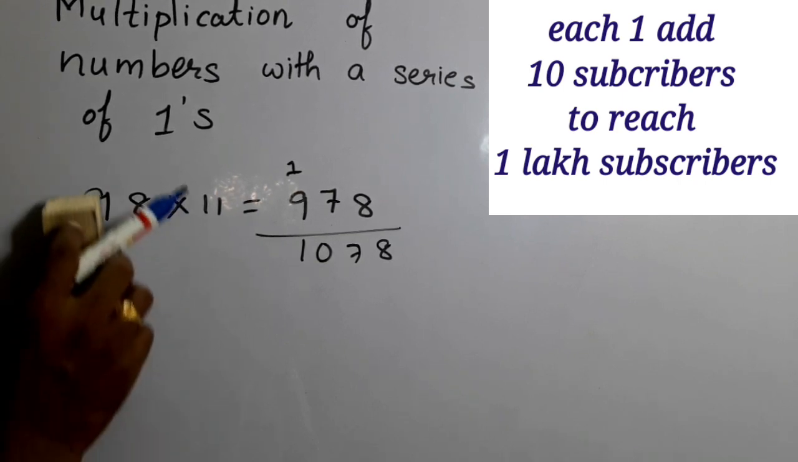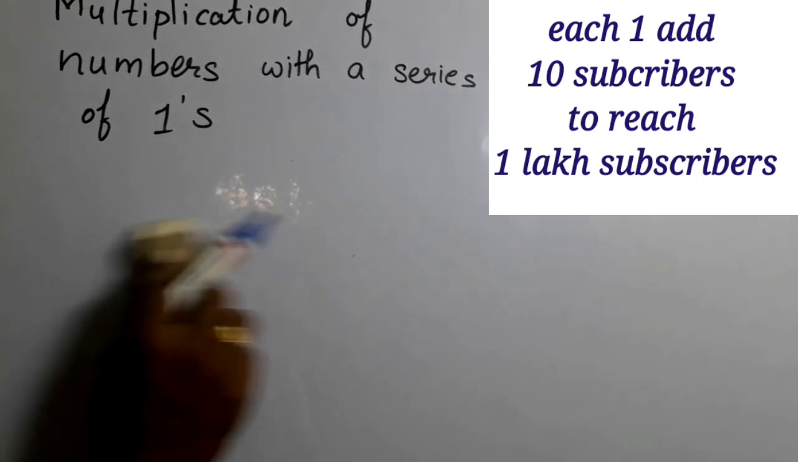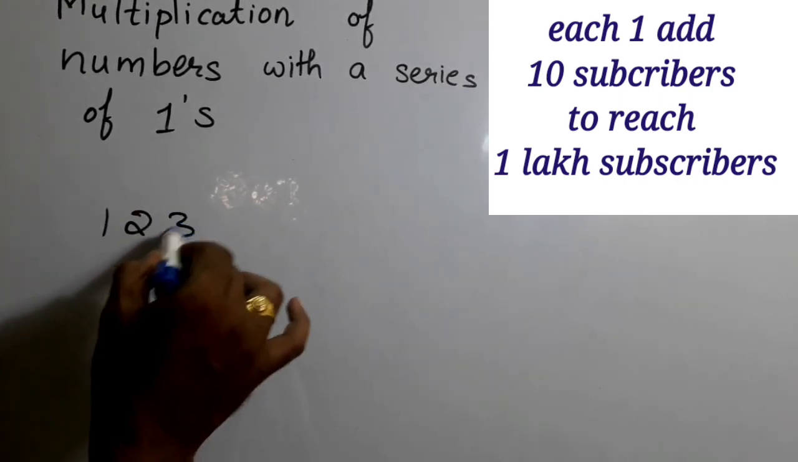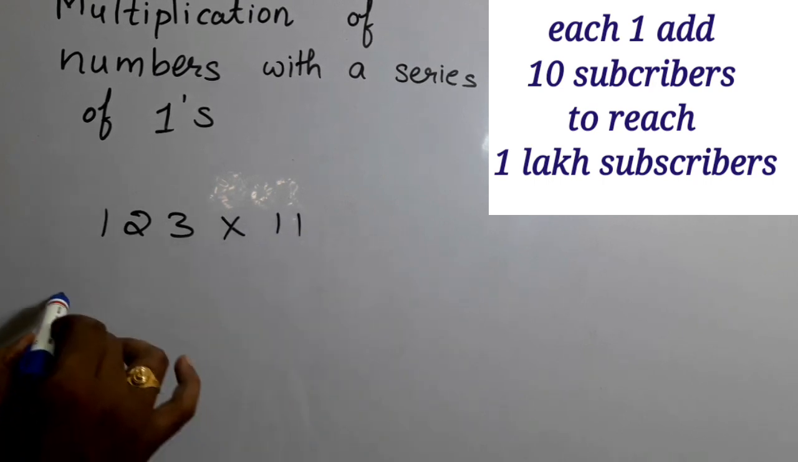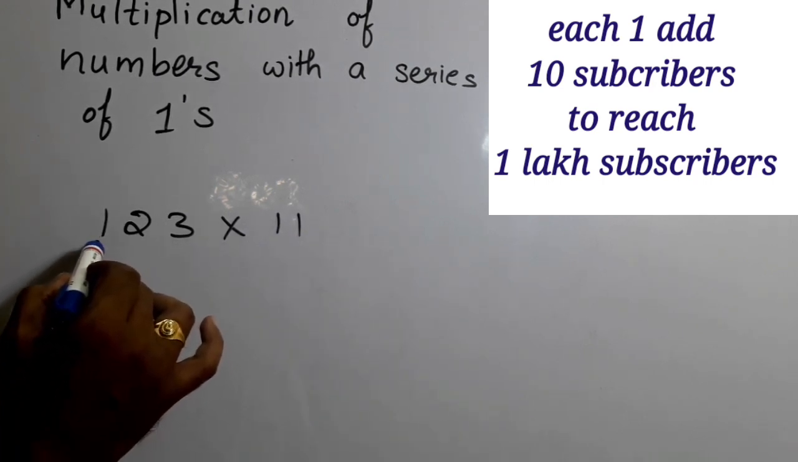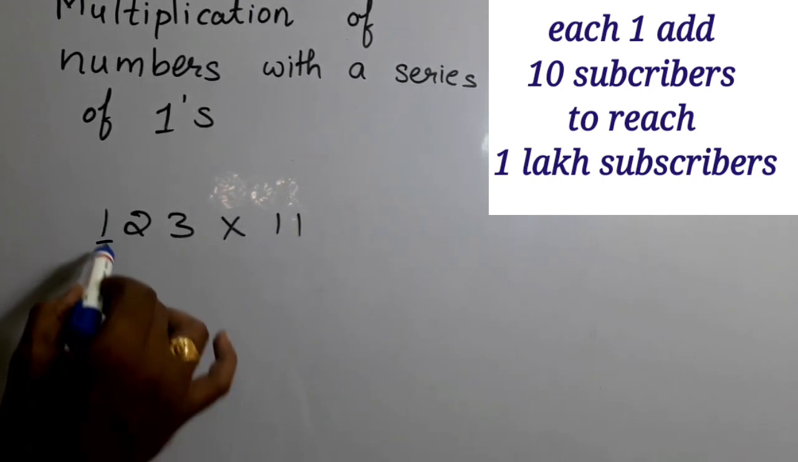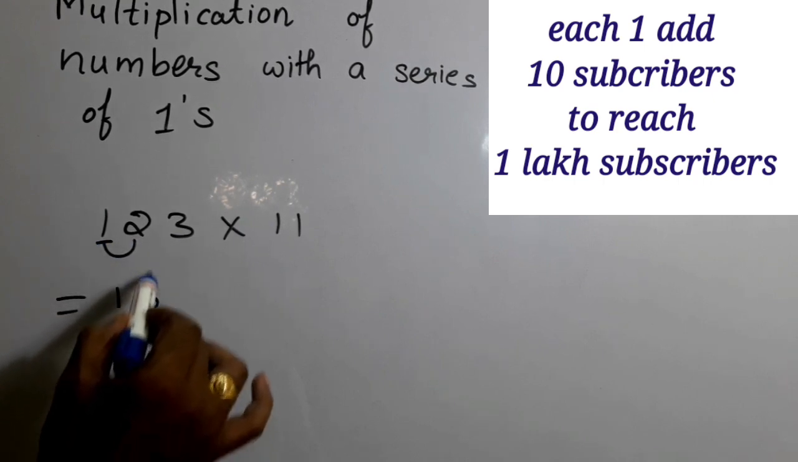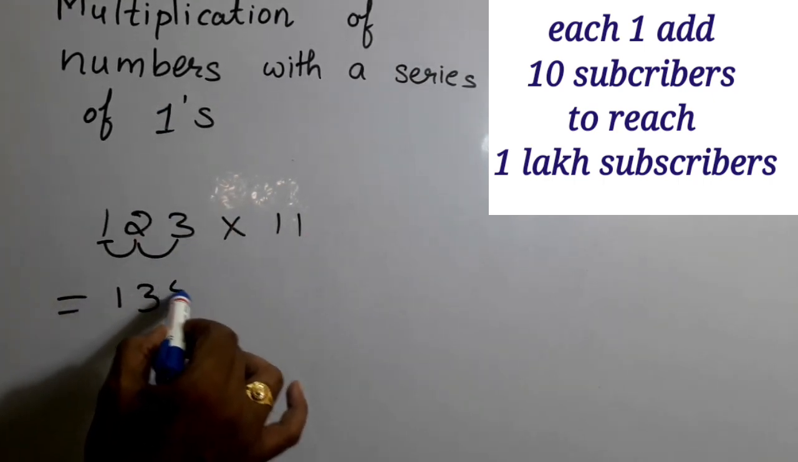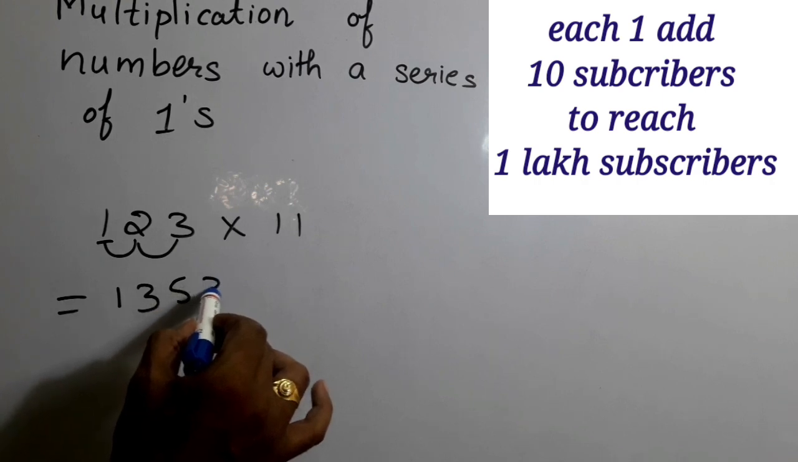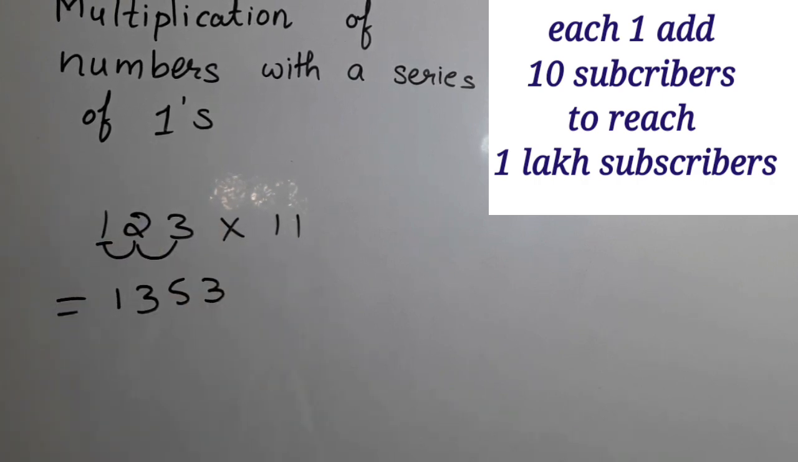So now we will see some 3-digit numbers. 123 into 11. So how to do this? Very simple. You start from here. 1 plus 2 is nothing but 3. 2 plus 3 is nothing but 5. Finally you write units place value as it is, 1353.